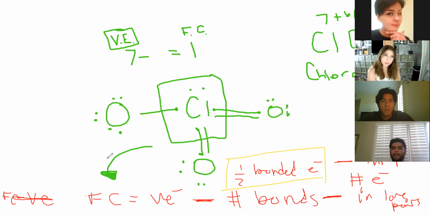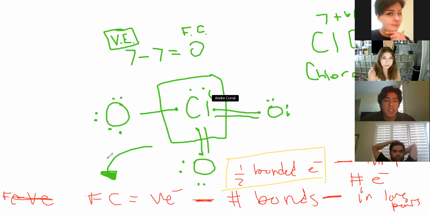Now there's 7, right? So 7 minus 7 is 0. Are we satisfied? Yeah, right. We finally got the central atom. Remember, why I'm doing chlorine is because it's a central atom.